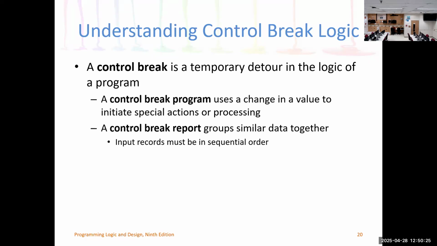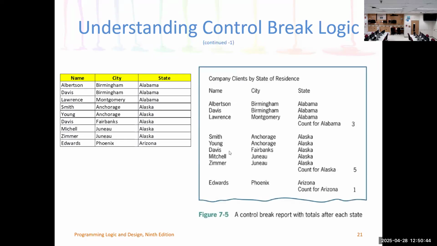Remember, if you want to work with the control break here, the records must be in sequential order. Think about it, you have to sort it in ascending order or descending order. That is a mandatory requirement when you work with the control break here. Now think about this one.